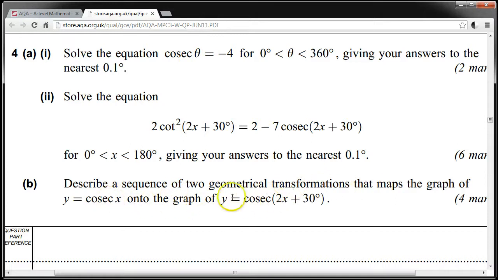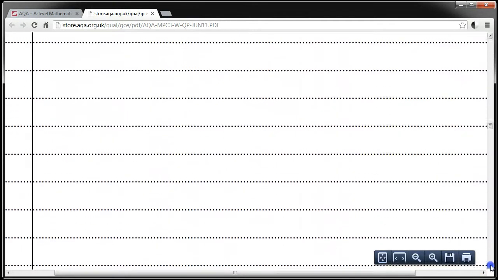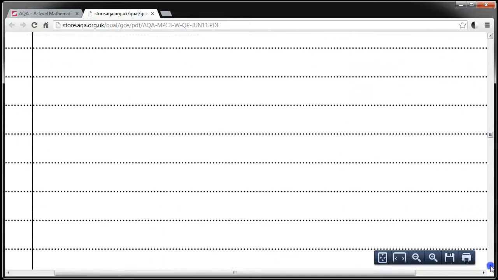Transformation question here. So as long as we get the terminology right, we should get those marks easily. Yeah, so that's that one. So again, that's not too bad. It looks harder than it is, but it's quite a nice question in many respects. So that's question 4.